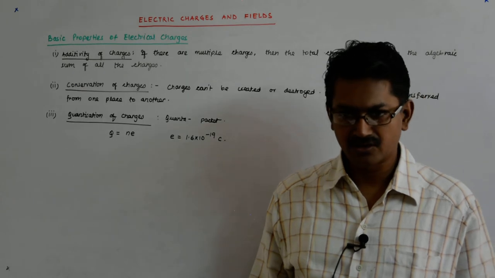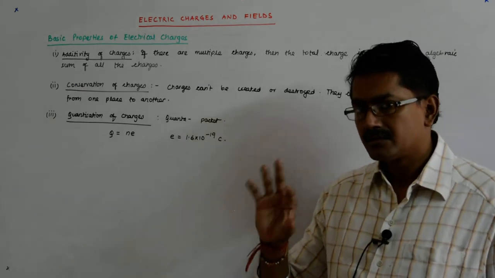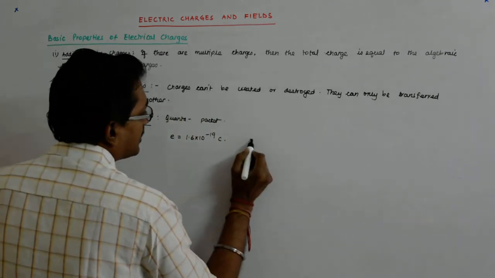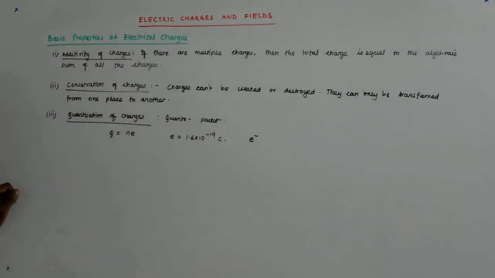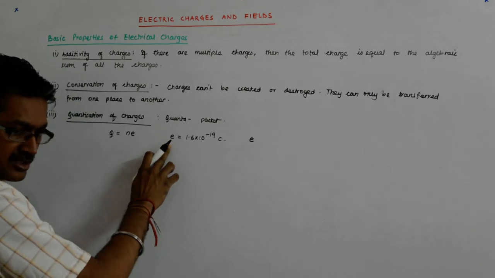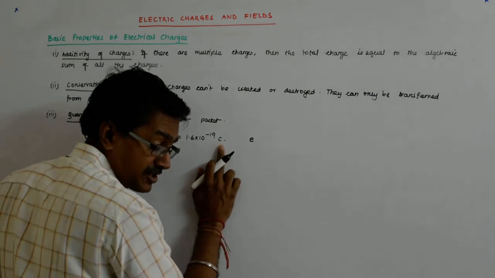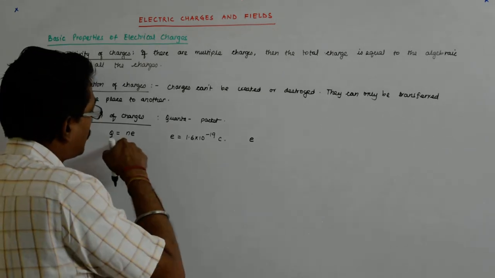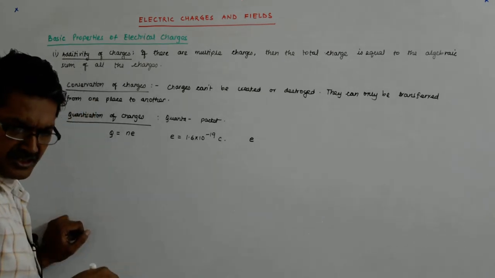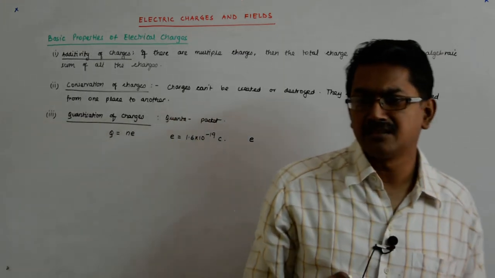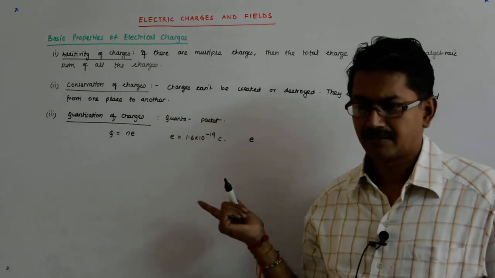N being an integer. Normally there is a confusion, and I'd like that to get cleared. E is the basic charge, equal to 1.6 into 10 to the power minus 19 coulomb, positive. So to get a negative charge, you put a negative integer there. If you have minus 3, then it is not E which is minus, it is N which is minus 3.